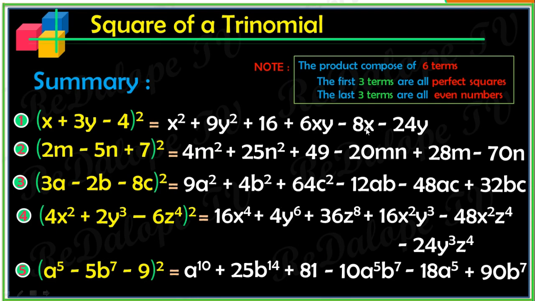So we have 6, 8, 24 are even numbers, 20, 28, 70 are all even numbers, 12, 48, 32 are even numbers, 16, 48, 24 are even numbers, and the last we have 10, 18, 90 are all even numbers.